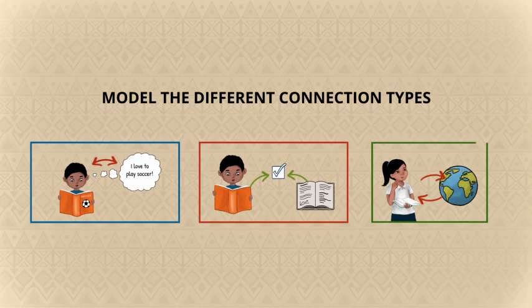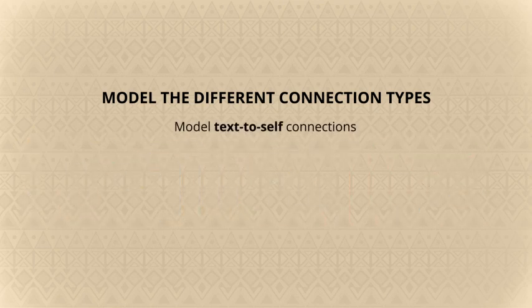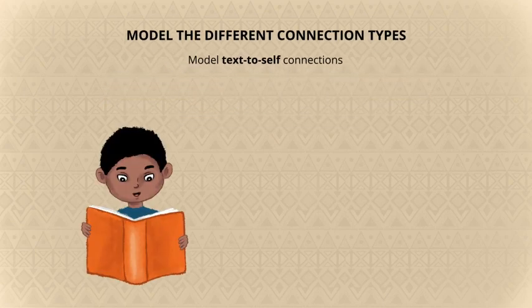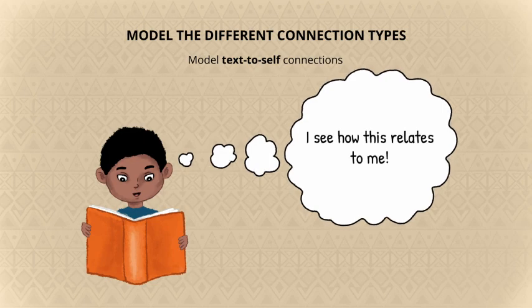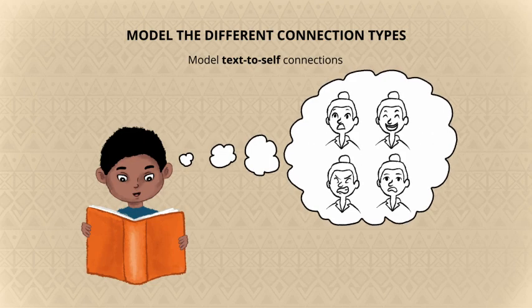The teacher should model the different types of connections to help learners see what this looks like in practice. First, let's look at text-to-self connections. Text-to-self connections help the learners personally relate to text. This can help them make good guesses about the feelings, decisions, and motivations of characters in a story.